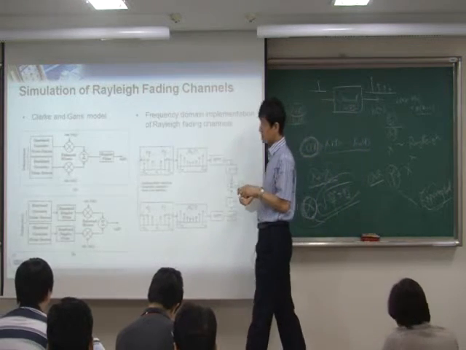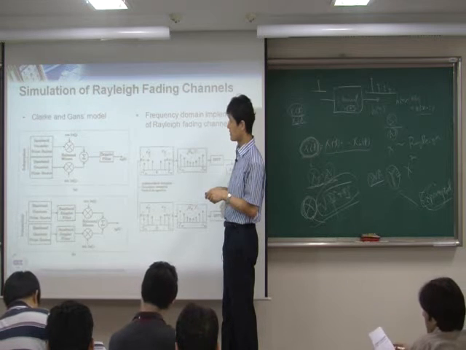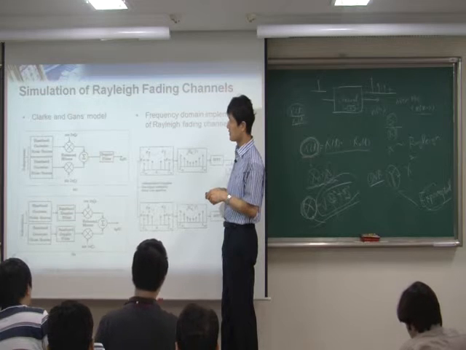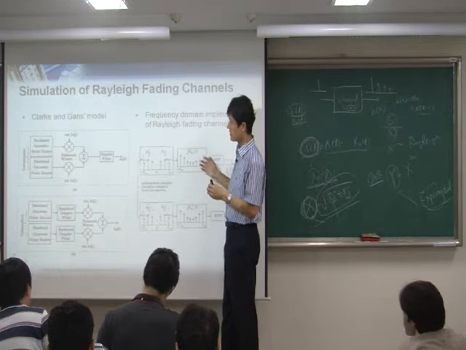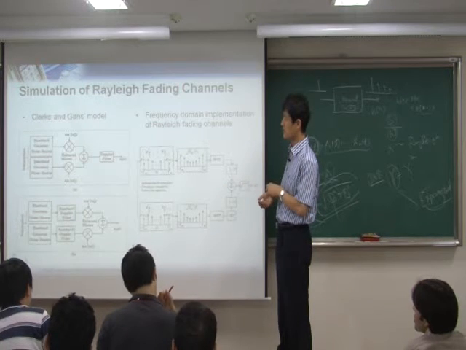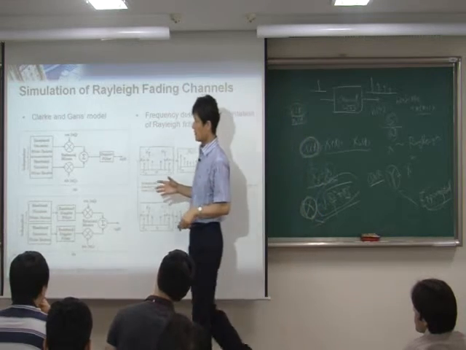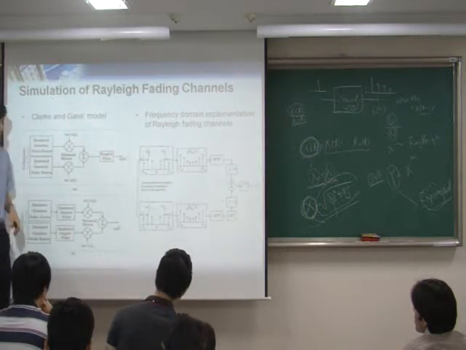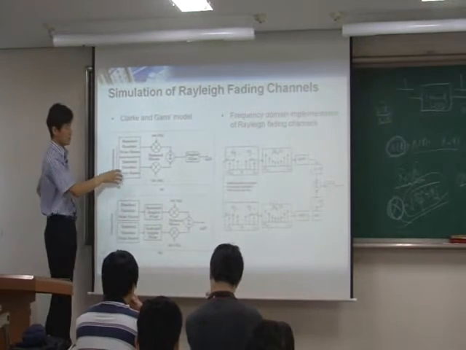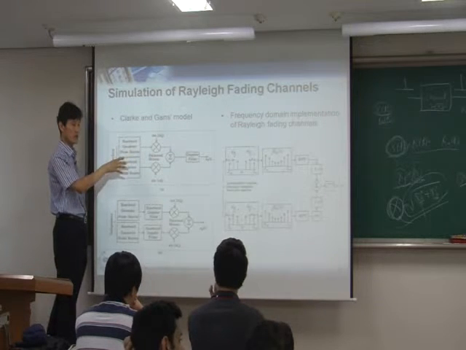So the Clark and Gans model, this is actually two papers, one written by him, another written by this guy. Put together, we call this the Clark and Gans model. In this model, they do it a little bit differently. What they do is that they start with Gaussian. We have some Gaussian noise source, which means just a Gaussian random variable.